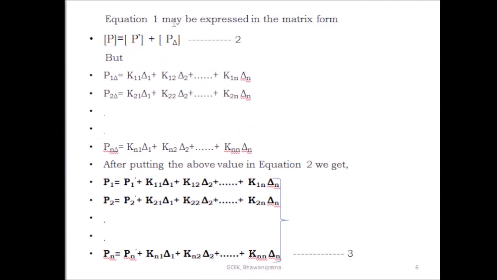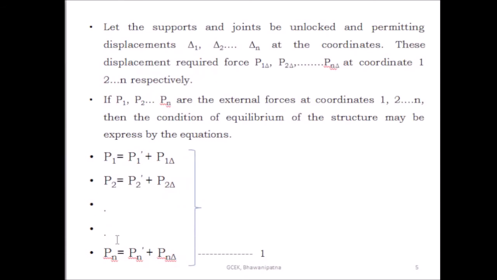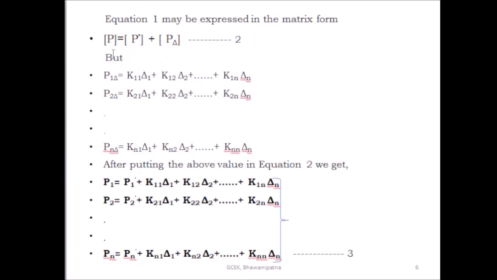Then equation 1 may be expressed in matrix form. P is equal to P dash plus P delta. This is 2. But we know P1 delta is equal to K11 delta 1 plus K12 delta 2 plus K1n delta n. Similarly, P2 delta is equal to K21 delta 1 plus K22 delta 2 plus K2n delta n. Pn delta is equal to Kn1 delta 1 plus Kn2 delta 2 plus Knn delta n.